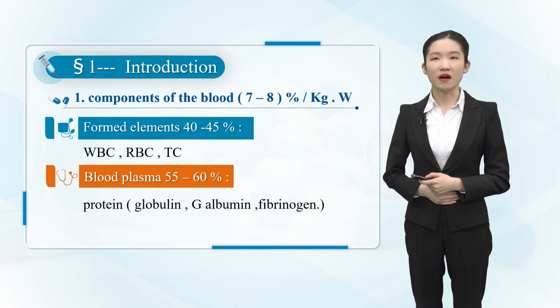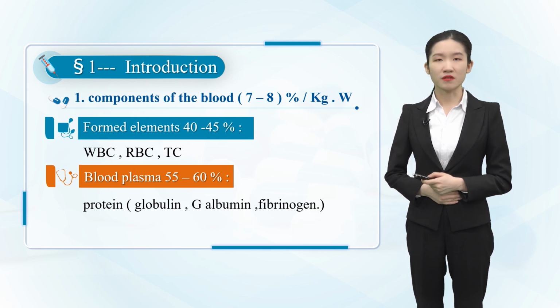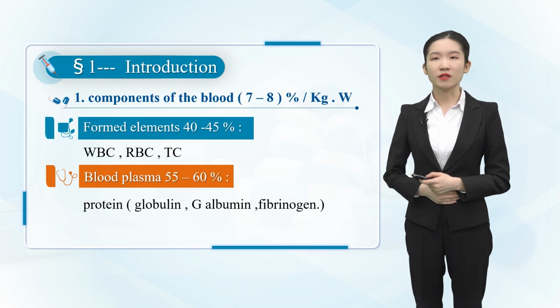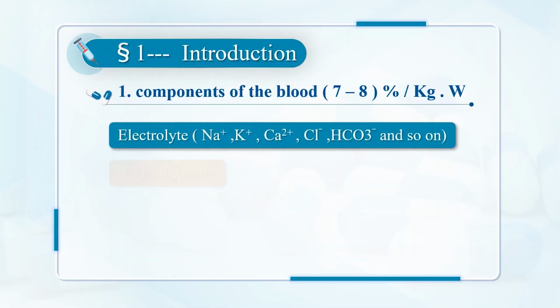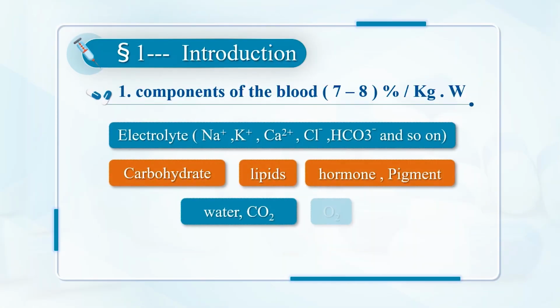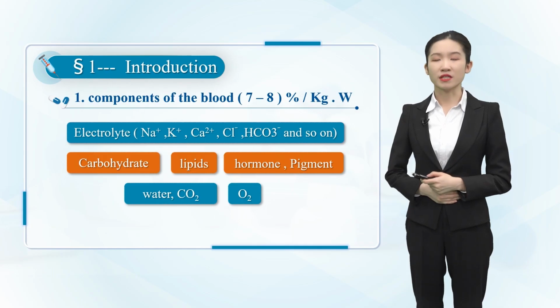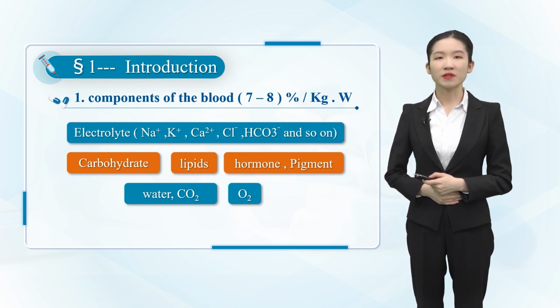The blood plasma accounts for 55% to 60%, including protein like globulin, albumin, and fibrinogen. Electrolytes like sodium ions, potassium ions, calcium ions, chloride ions, hydrogen carbonate ions, and so on. Carbohydrate, lipids, hormone, pigment, water, carbon dioxide, and oxygen.